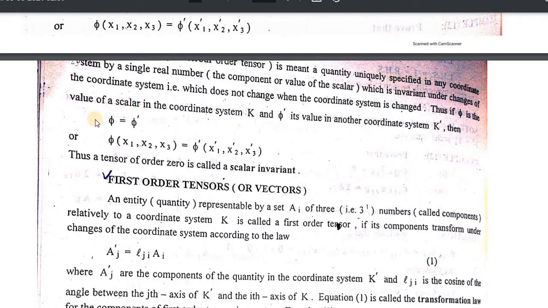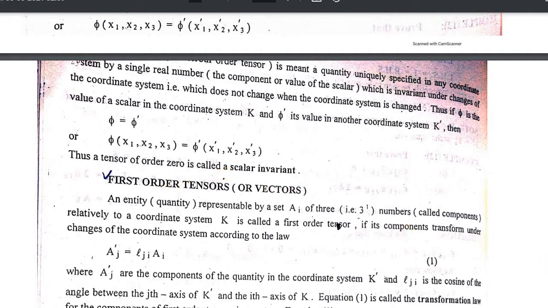So we can write a 0 tensor as phi is equal to phi dash, or phi of x1, x2, x3 is equal to phi dash of x1 dash, x2 dash, x3 dash. Thus a tensor of order 0 is called a scalar invariant. We can call it a scalar invariant.